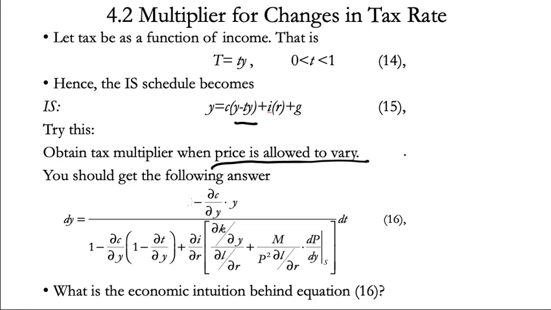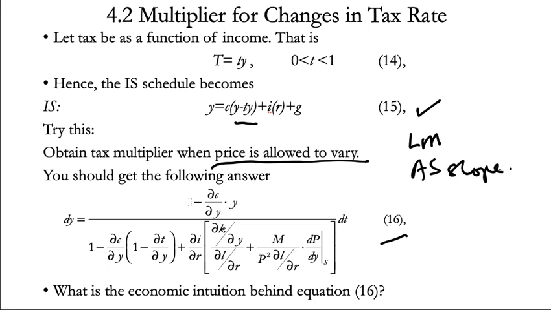So we need to incorporate the AS slope. We also need to incorporate the LM schedule into the derivation of the multiplier for changes in tax rate. You should get the following answer, which is in expression 16. Again, I repeat, in order to obtain the multiplier for changes in tax rate, first you need the IS schedule, second you need the LM schedule, and third, you need the AS slope function.